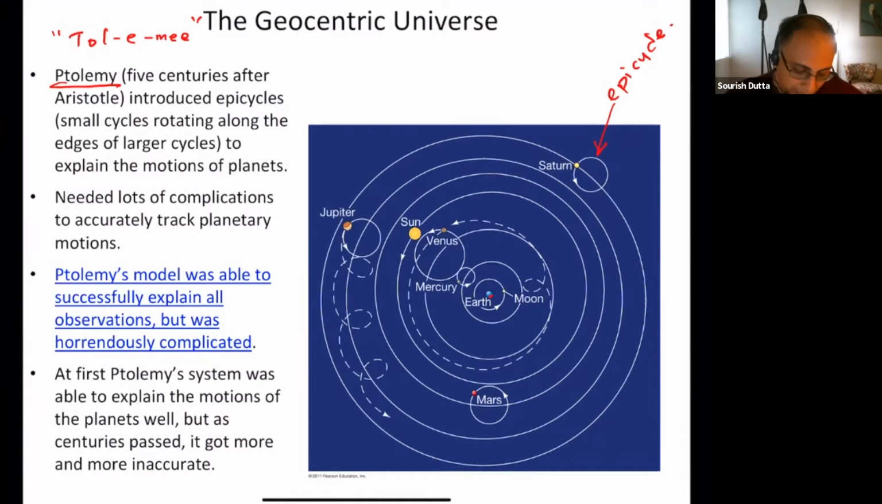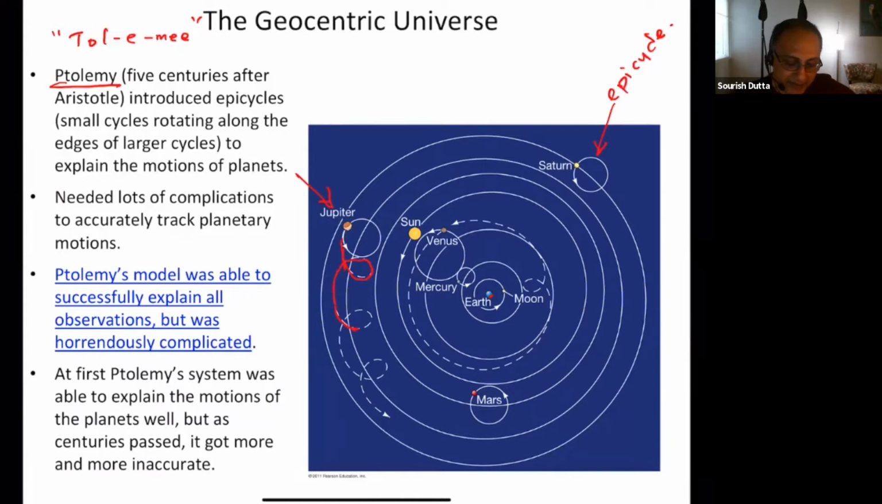So for example, let's look at Jupiter over here. Remember that in this model, Jupiter is executing a large circle, and while executing the large circle, it's also executing smaller circles, right? So the path of Jupiter as seen from the Earth seems to be this dashed line. It's like this because it's doing both. It's doing the bigger circle and it's also doing the smaller circle.